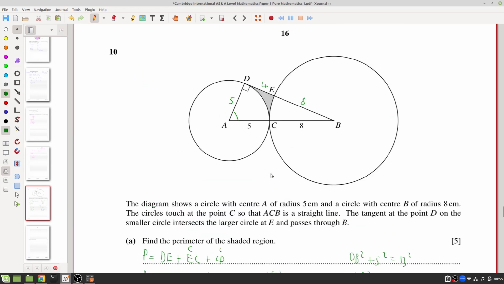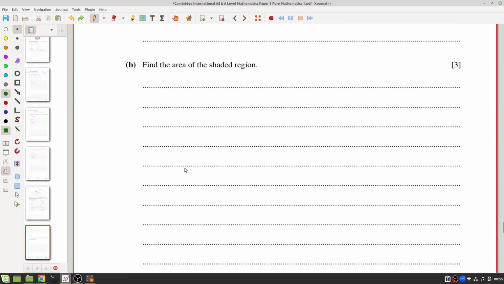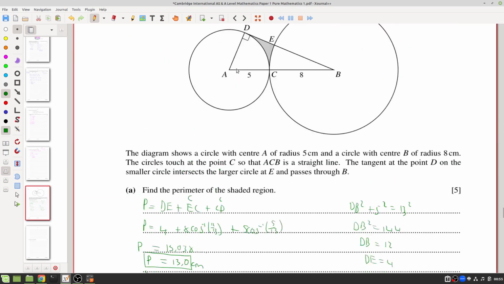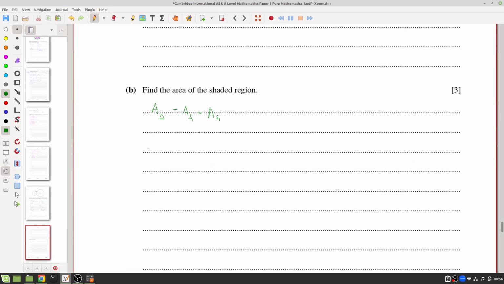Find the area of the shaded region. Okay, so to find the area, let me erase this here first. To find the area of the shaded region, we can find the area of the whole triangle minus this sector area minus that sector area. And then what's left is going to be this part. So we're going to say area of triangle minus area of one sector minus the area of the other sector. Okay, so the area of the triangle, pretty straightforward. Half times base times perpendicular height. So half times 5 times 12.